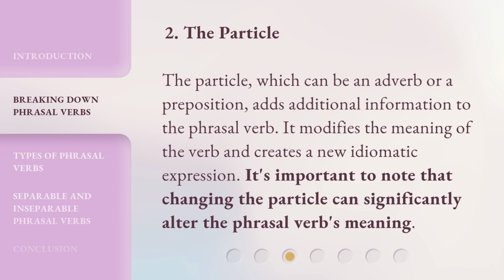2. The particle. The particle, which can be an adverb or a preposition, adds additional information to the phrasal verb. It modifies the meaning of the verb and creates a new idiomatic expression. It's important to note that changing the particle can significantly alter the phrasal verb's meaning.